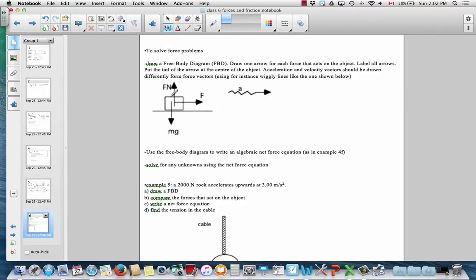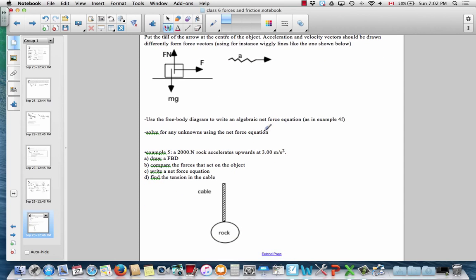So to solve force problems, the first thing to do is to draw all the forces acting on the object. That's called a free body diagram, or as we will abbreviate it, an FBD. So here's a typical problem.